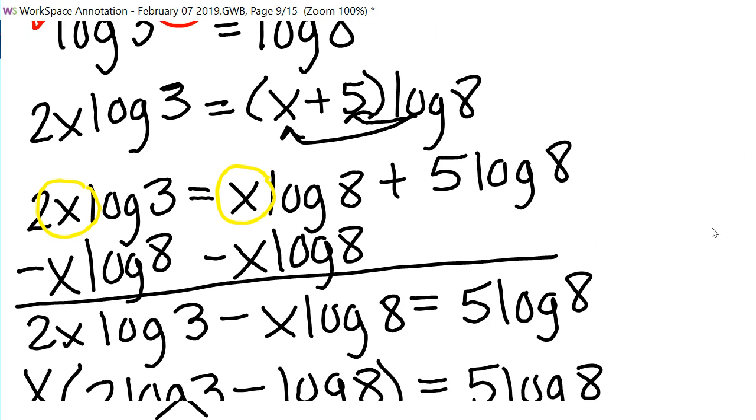Now our goal is still to get the x by itself. So right now what operation is happening to x? It's being multiplied. So the opposite of multiply would be divide. So we need to divide both sides by what's in the parentheses, which is 2 log of 3 minus log of 8. And that was our last step.